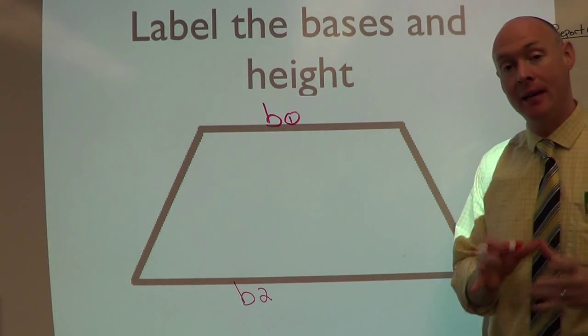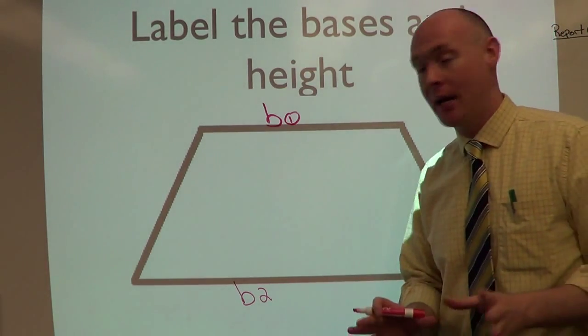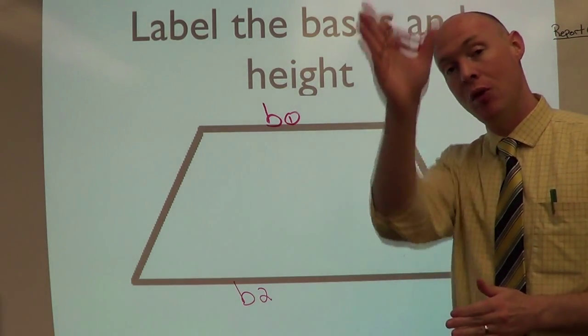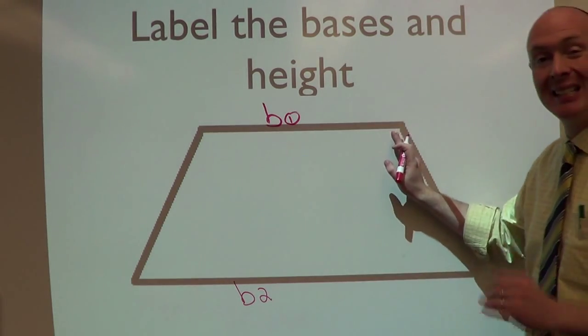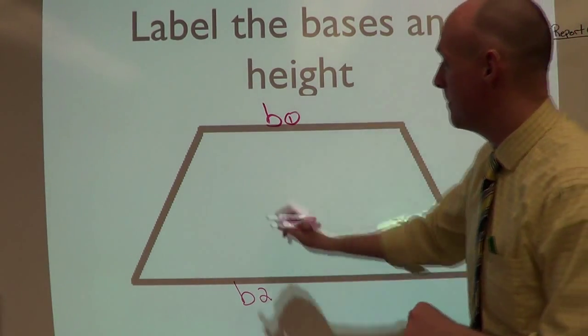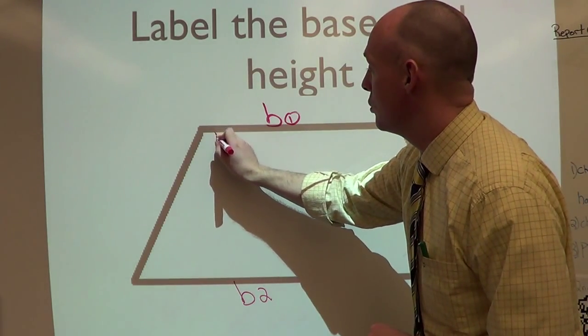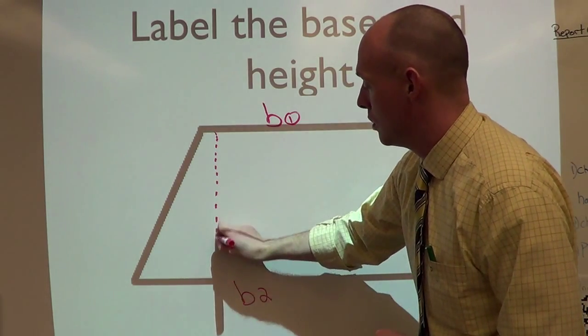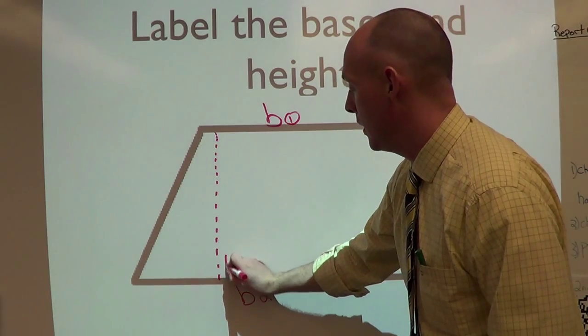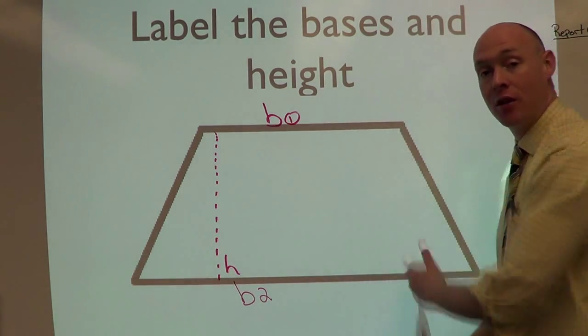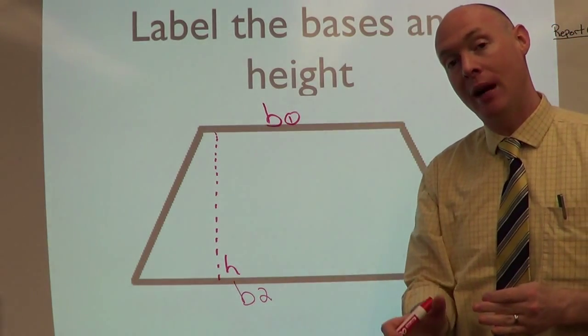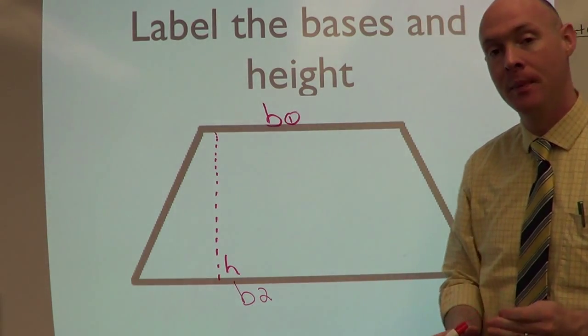Next we have to label the height. Now remember, just like with triangles, the height has to go straight from the bottom to the top. So the sides here don't count as the height. The height would go here. And you could label the height anywhere through here, just to make sure that it is a straight line going directly from the top to the bottom.